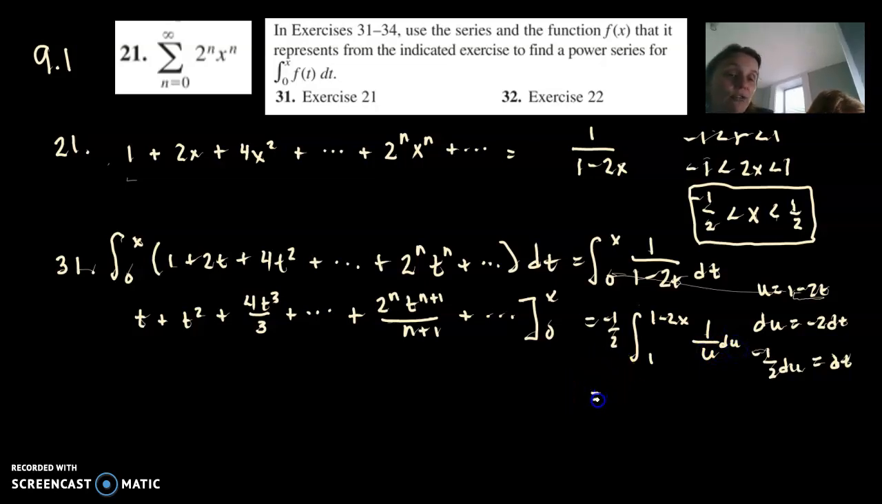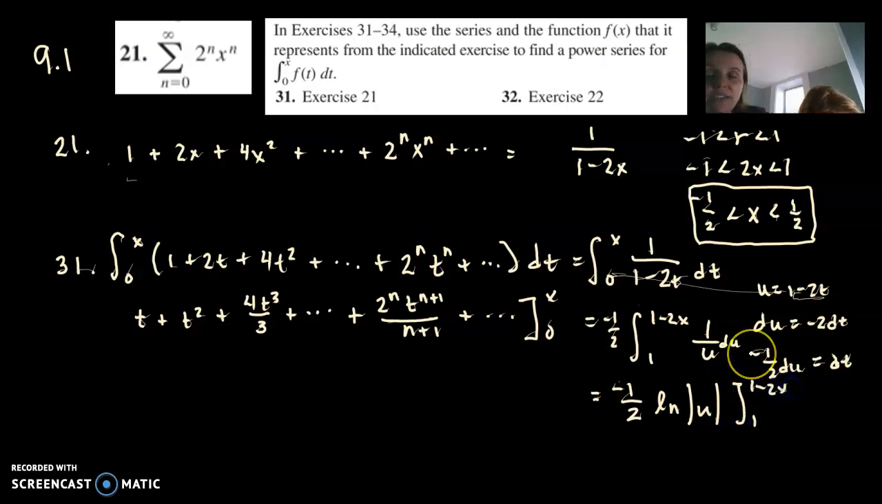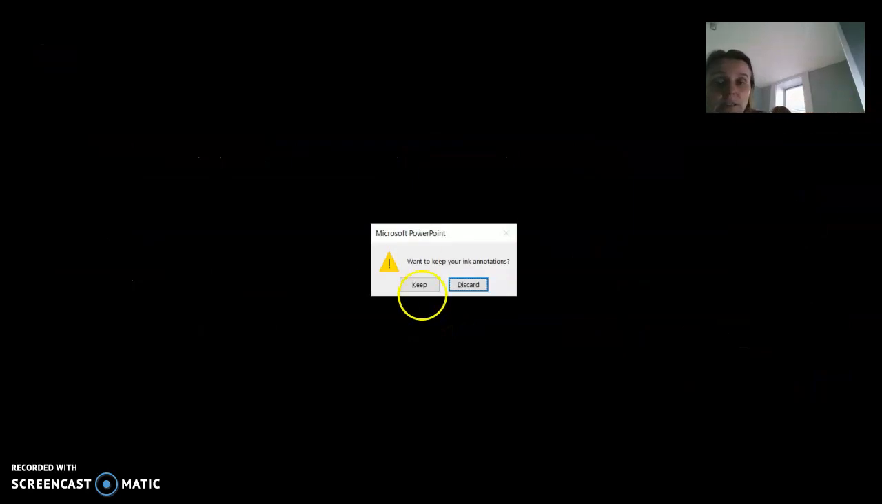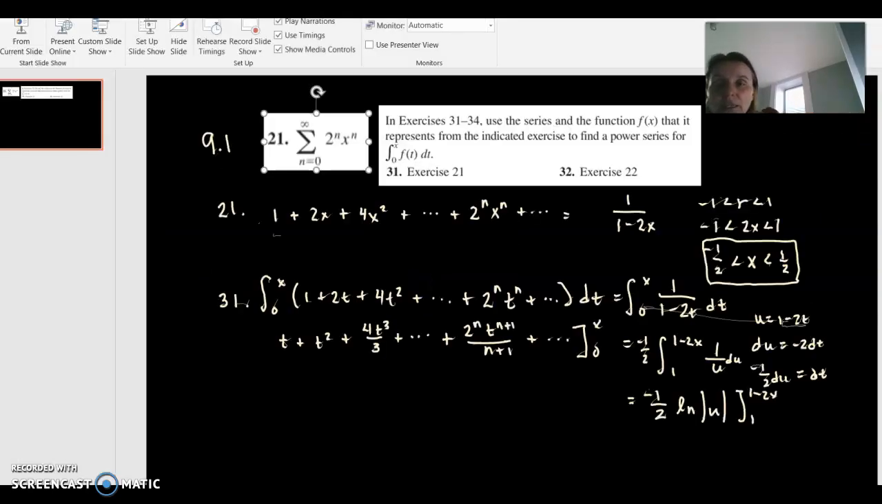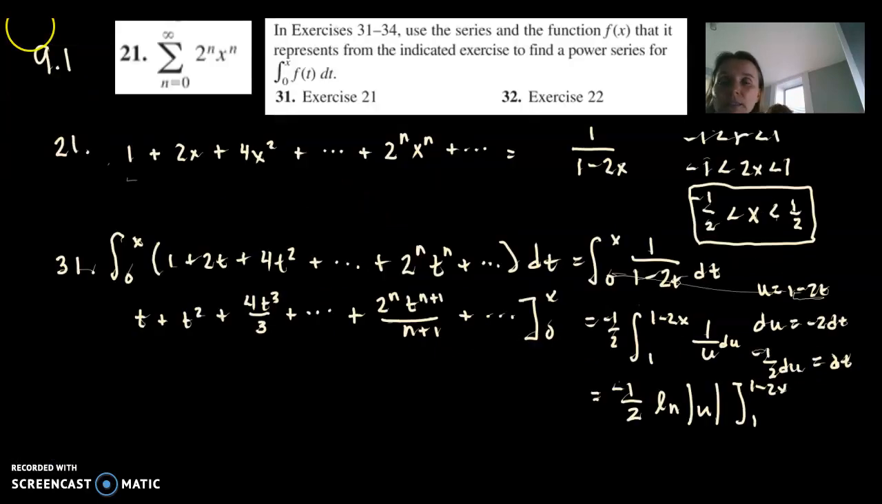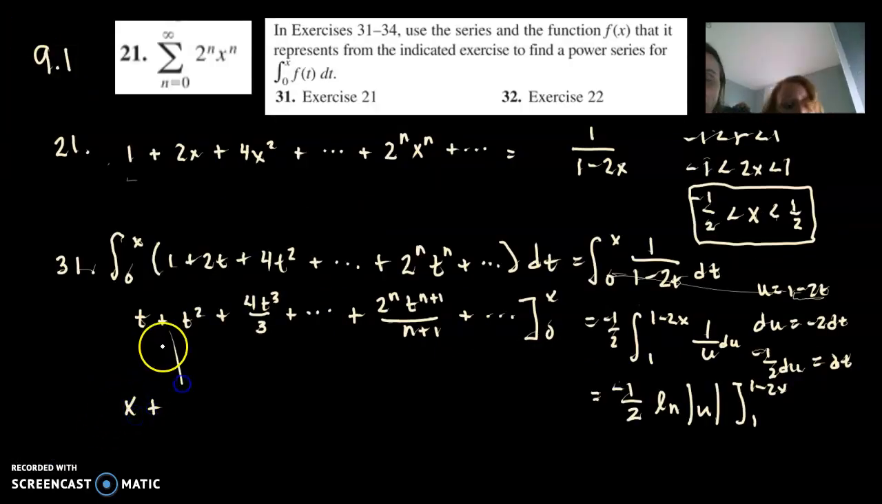So on this side, I have natural log of u. So I have a negative 1/2 times natural log of u from 1 to 1 minus 2x. On the other side, it's really straightforward because if I plug in x, I get exactly this, but just with x's instead of t's. And if I plug in 0, I get 0.